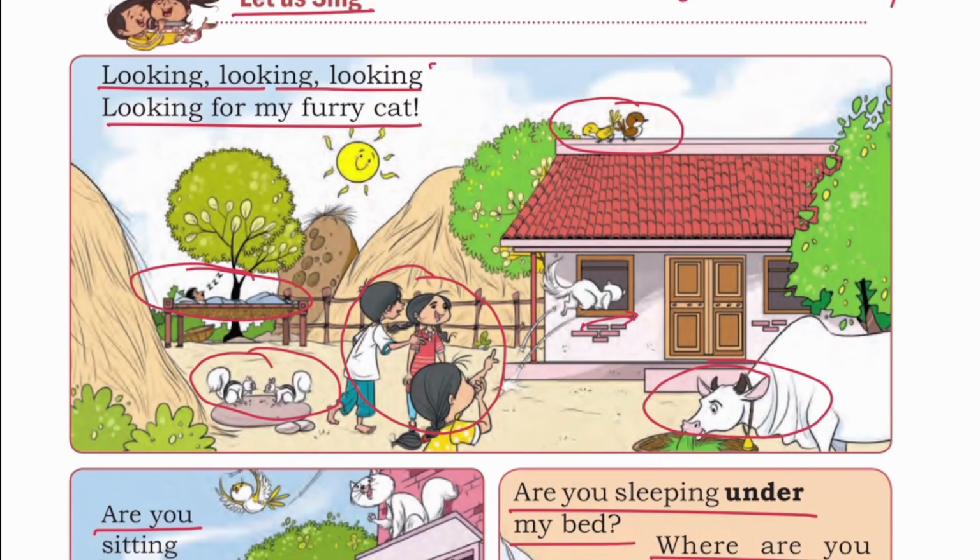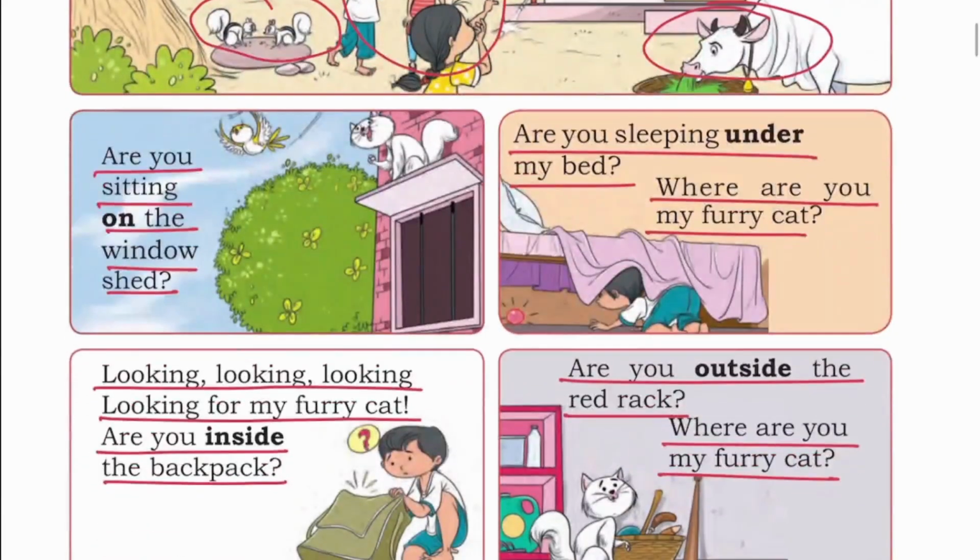It is said, looking, looking, looking, looking for my furry cat. In the second picture, you can see the cat is sitting on the window seat and birds are flying in fear. It is said, are you sitting on the window seat? In the third picture, it is said, are you sleeping under my bed? You can see a boy is searching for the cat, but he finds a red ball under the bed. It is written here, where are you, my furry cat?